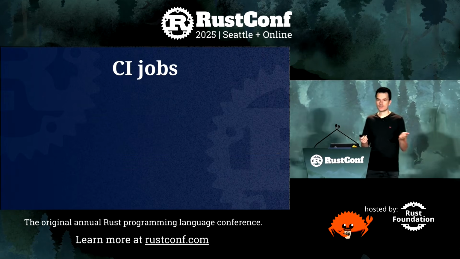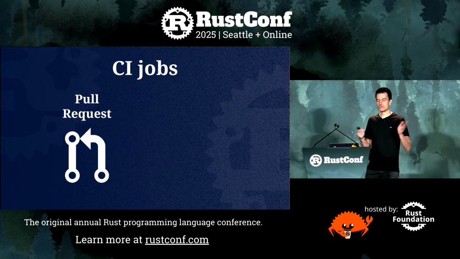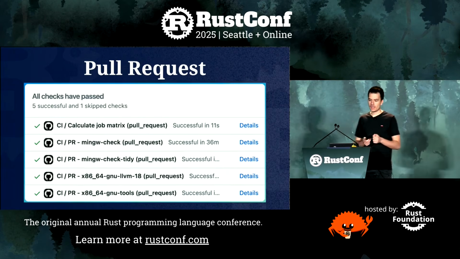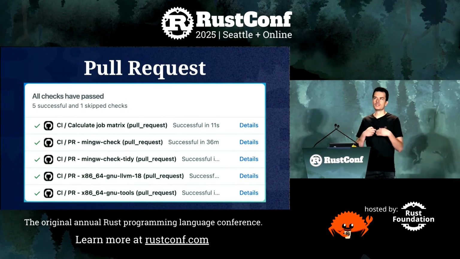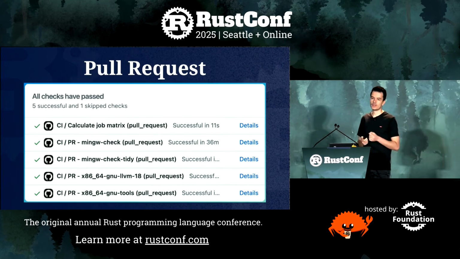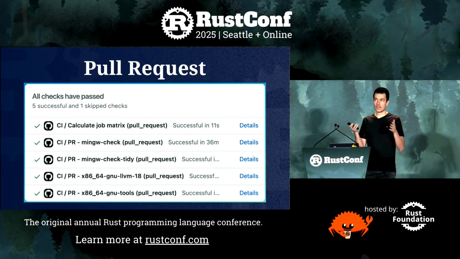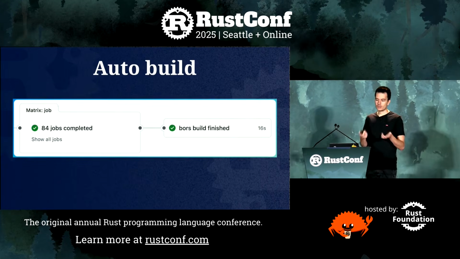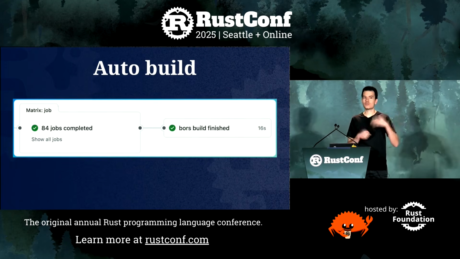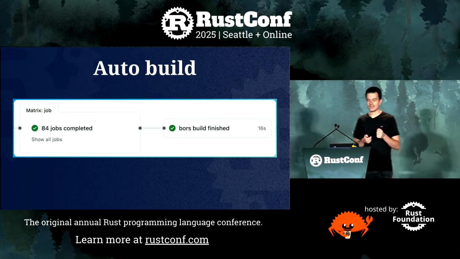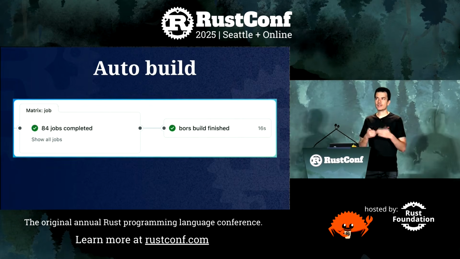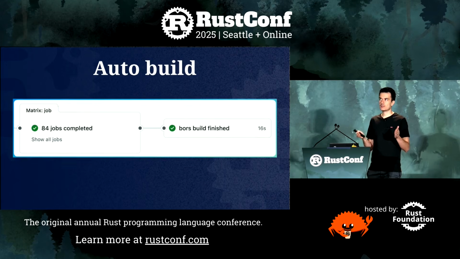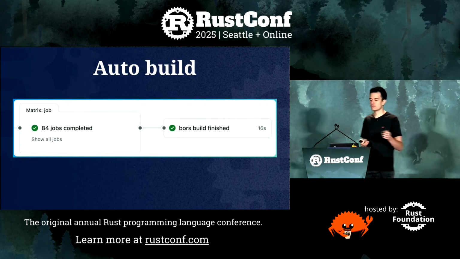So we have two types of CI jobs, pull request jobs and the auto build. Pull request jobs run immediately when a contributor commits to a PR or opens a new one, and they catch errors early so that we prevent the auto build to fail. The auto build is a set of many jobs, 84 now, and they run in parallel whenever we want to attempt to merge something to the Rust default branch.